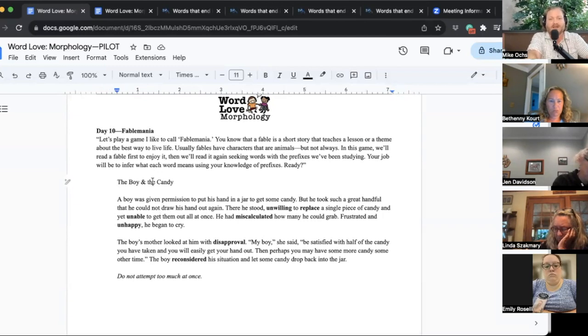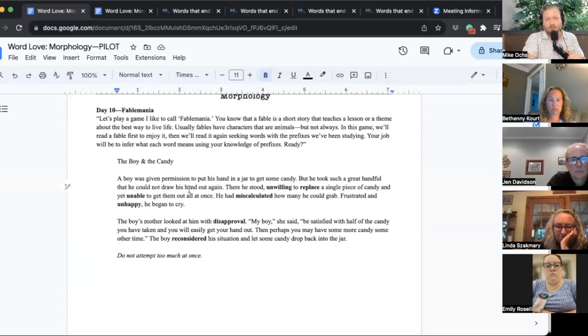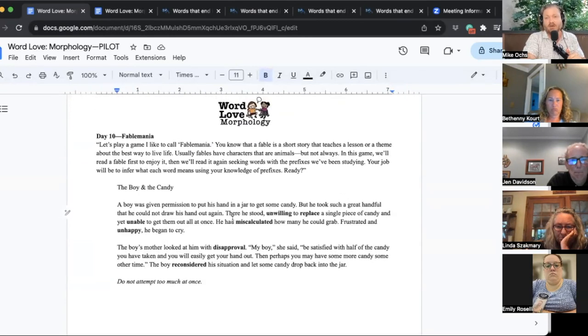So I updated this one. I think this is the boy in the filberts, and I had to look up what a filbert is. Apparently it's a hazelnut, maybe. It's a nut, but I just changed it to candy. It's the same idea. And I also added in some words, the prefixes, so kids can do some inferring of what the words mean. You could turn this into an assessment if you want, but right now it's just an activity.